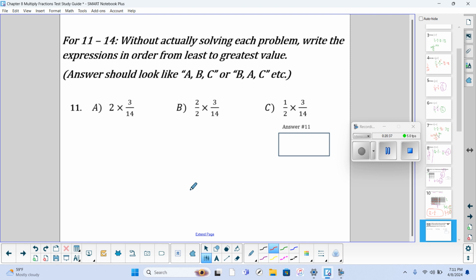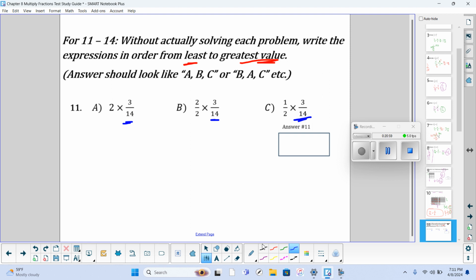All right, for 11 to 14, without actually solving each problem, write the expressions in order from least to greatest value. All right, well, what do I see in common here? I see 3/14. Every one of these has 3/14 multiplying it.